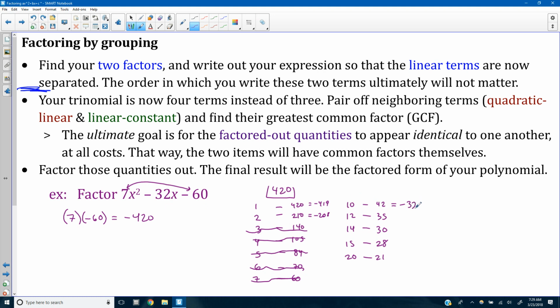I'm glad this was factorable. If it wasn't, this would have been a waste of our time, right? 10 minus 42 is negative 32. I've found my two numbers. 10 times negative 42 is negative 420, and 10 minus 42 is negative 32.